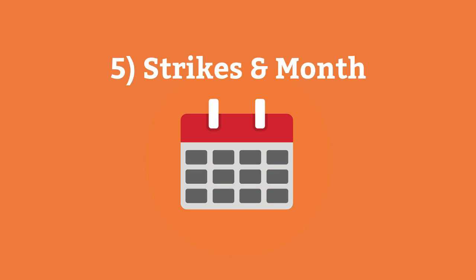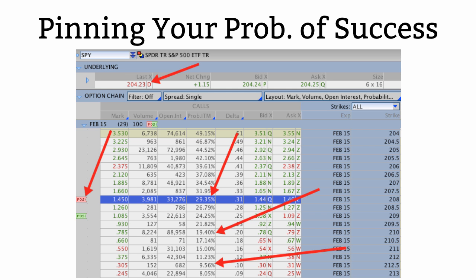The next thing that you do once you've determined which strategy you're going to select is determine which strike prices and which month you want to trade for your contracts. Now this gets back down to this idea of pinning or anchoring your probability of success. What we do here at Option Alpha, as we mentioned a bunch of times, is we basically build all of our trades to have about a 70% chance of success.